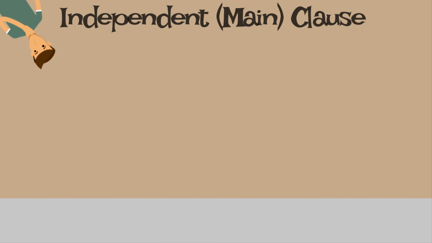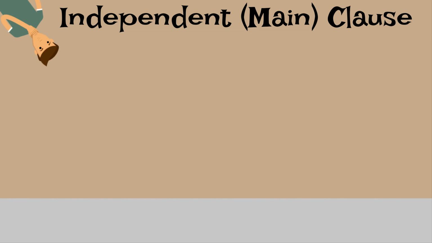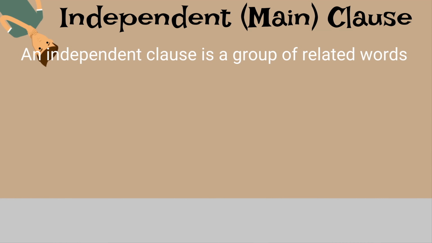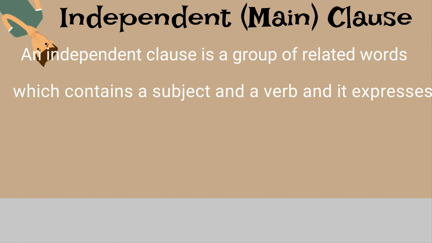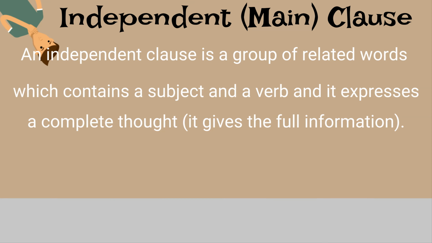Now we have the basics covered, we can look at independent and dependent clauses in detail. Let's have a look at independent clauses first. An independent clause is a group of related words which contains a subject and a verb and it expresses a complete thought. In other words, it gives the full information. This is the important part that we will need to remember.